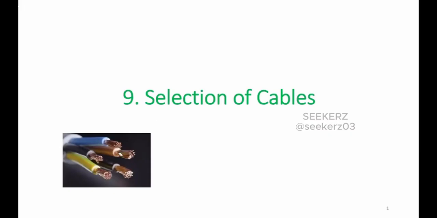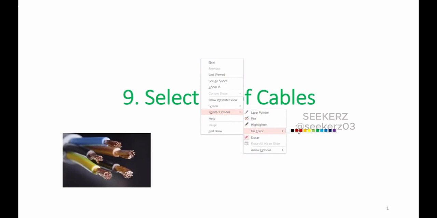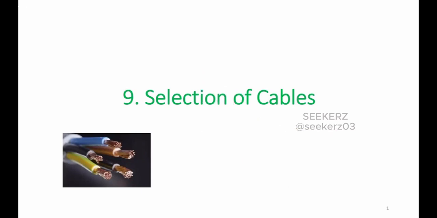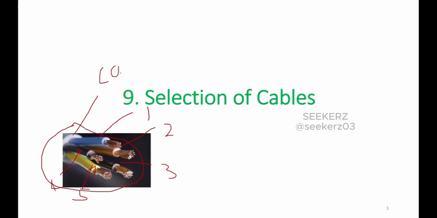When you look at this picture clearly, at the beginning, you can find there are more than one conductor. You can find here 1, 2, 3, all together 4, 5 conductors are in here. So this total group, we call it normally a cable.